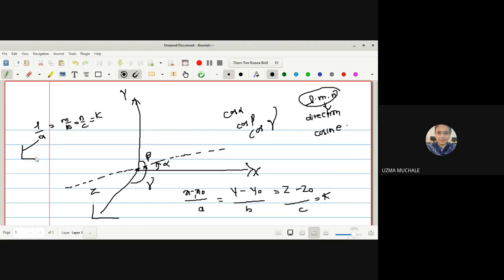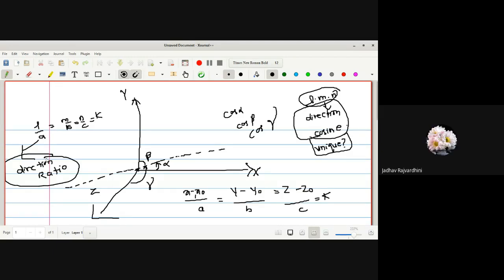What is this a, b, c? And whether direction cosines are unique? This is a question: whether direction cosines are unique. And what is this a, b, c? Can anyone remember the name for this a, b, and c? Direction ratio, we call it, no? Yes or no? And again the same question, whether they are unique.